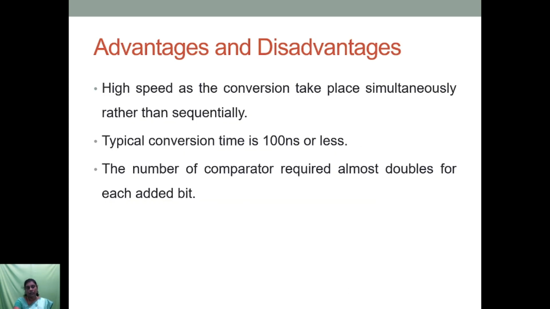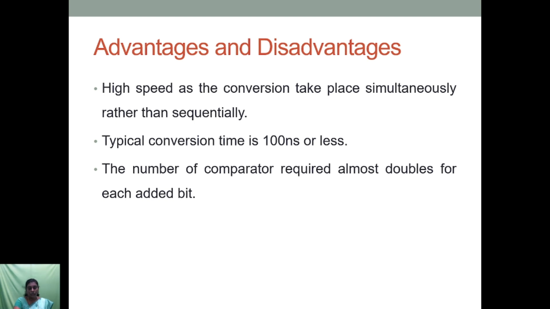Next, we will see the advantages and disadvantages of this parallel comparator type analog to digital converter. It has a high speed of conversion because it converts the analog to digital signal simultaneously rather than sequentially. Also, the conversion time taken is 100 nanoseconds or less. So within 100 nanoseconds, it can convert the analog signal to the corresponding digital signal.